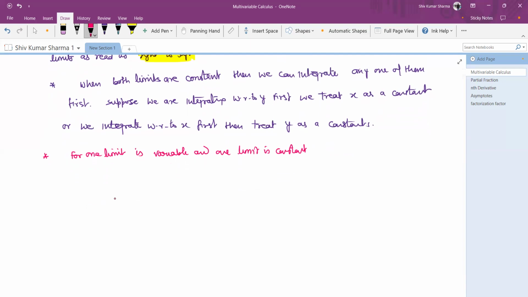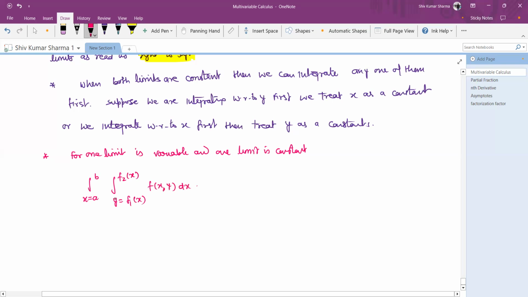Suppose the limit of x is given as x equal to a to b, and the limit for y is given as y equal to f1(x) to f2(x). So here the limit of y is variable in terms of x, and we write dx dy. In such cases, we first solve the variable limits.